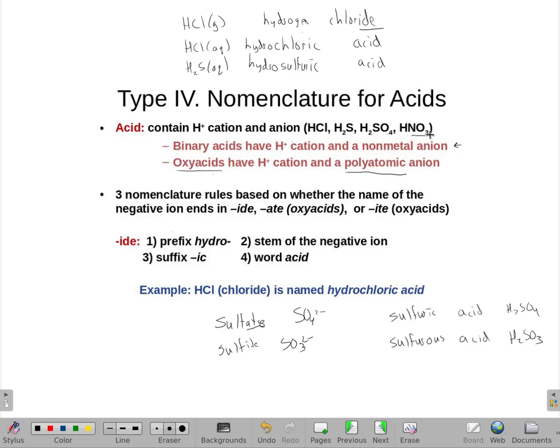So let's see if we can figure out what HNO3 is. So what do you know about NO3? When in doubt, go back and look at those polyatomic ions, and you'll see that that is nitrate. And since it ends with ATE, HNO3 is nitric acid, sorry. Nitric acid.